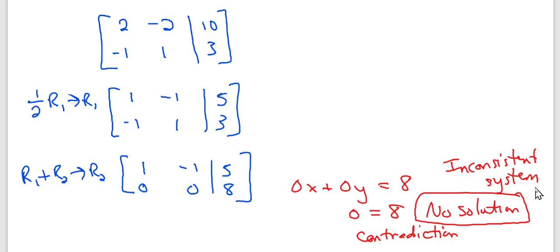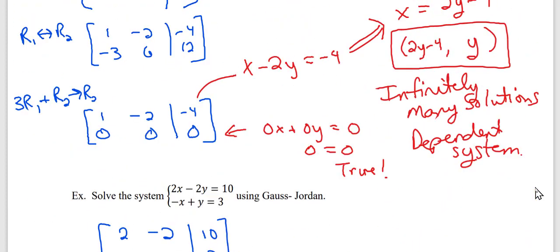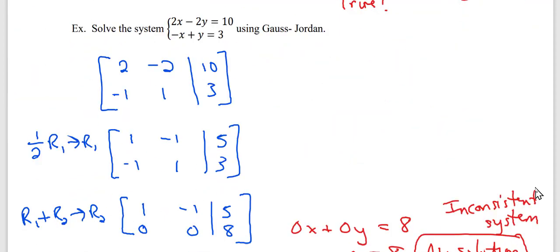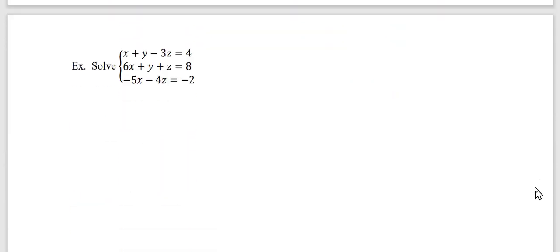Consistent just means it has a solution. That may mean a single unique solution, or this up here would be a consistent system because it has solutions. It's not inconsistent. This down here is an inconsistent system because it has no solutions.